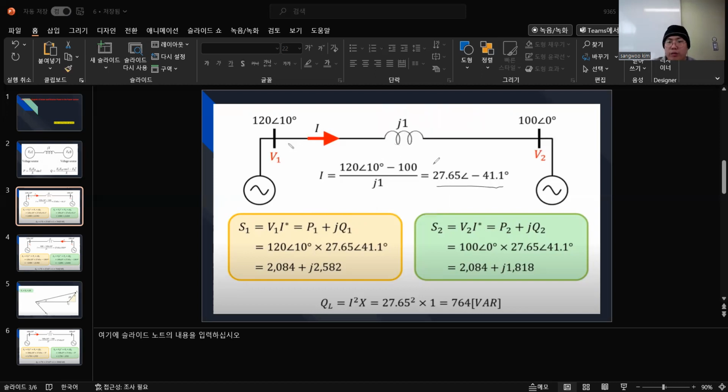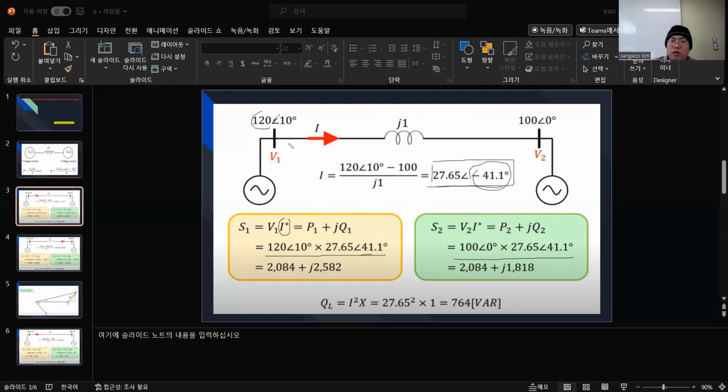So here we get this current I, right? And then conjugation means it changes the angles, the theta angles, to the opposite. If it's minus, it goes to plus, and if it's plus, we change it to minus. So but don't look at that here, okay?